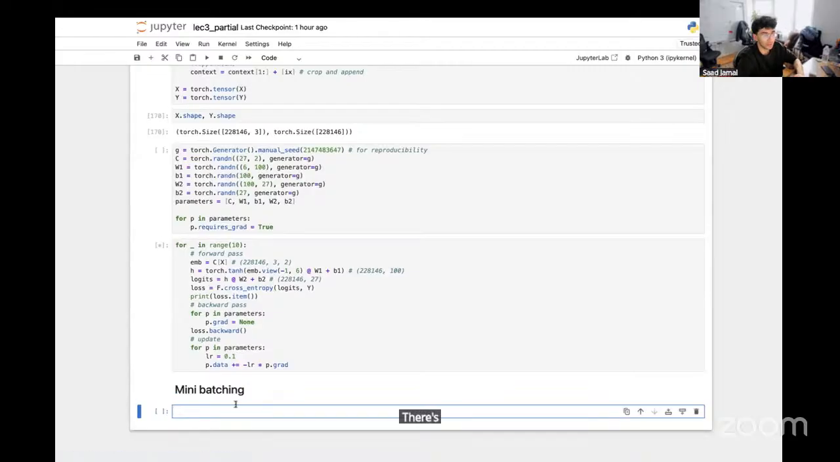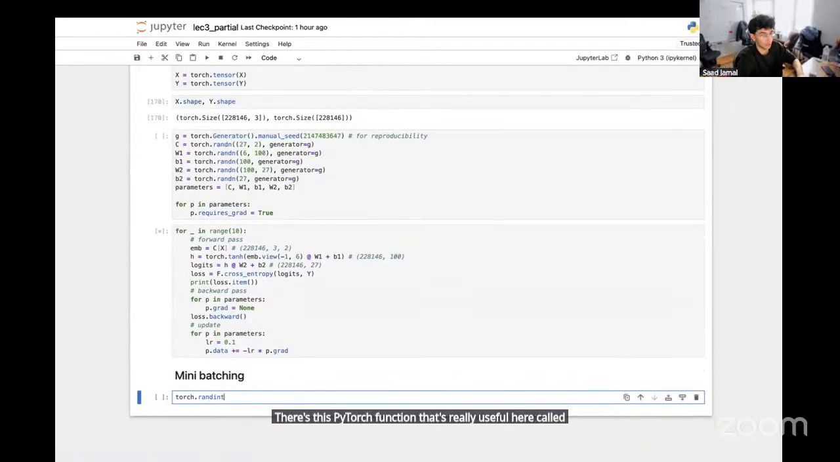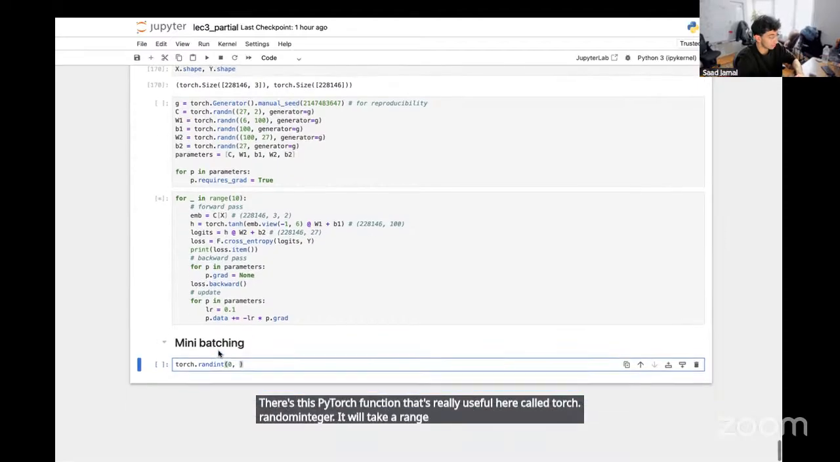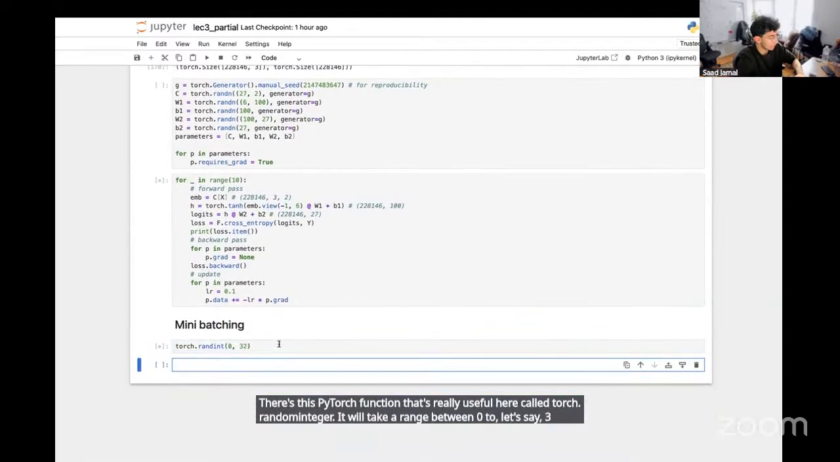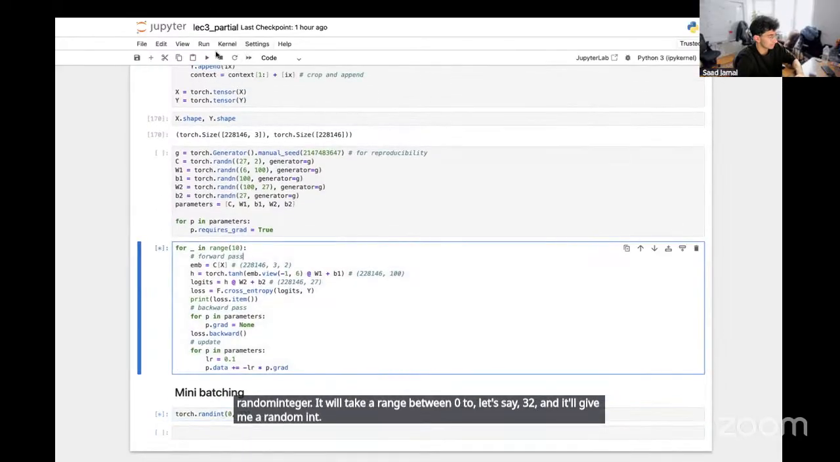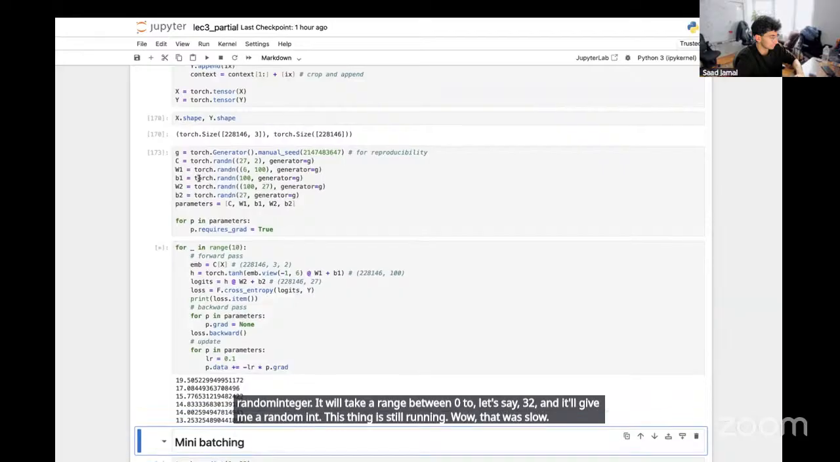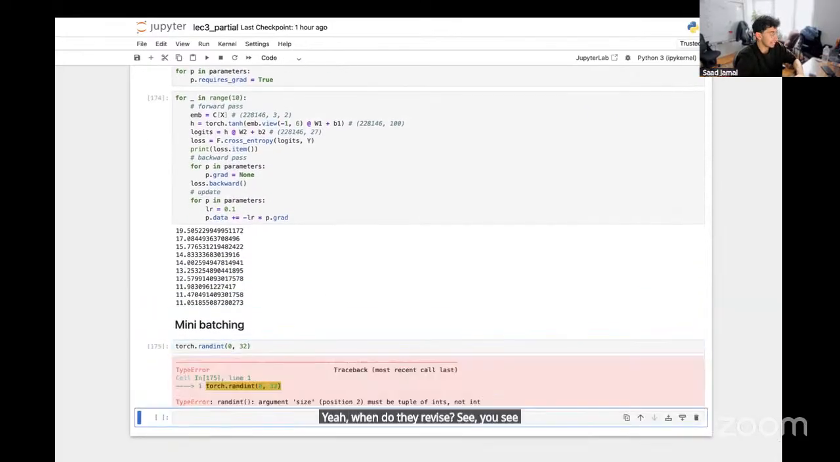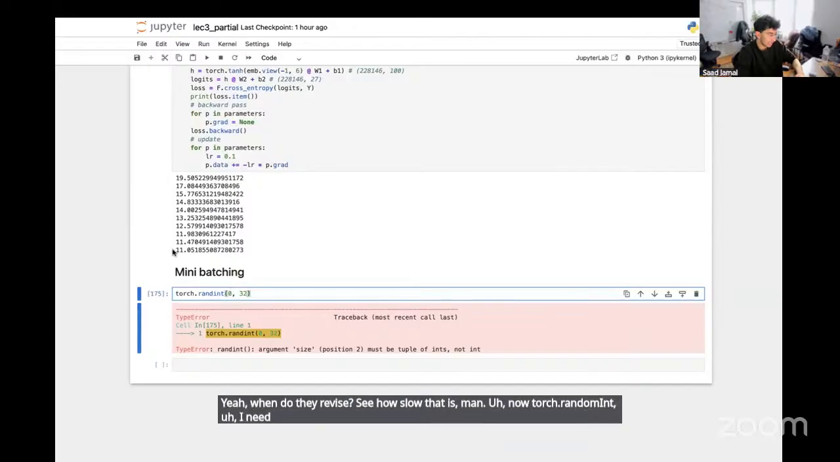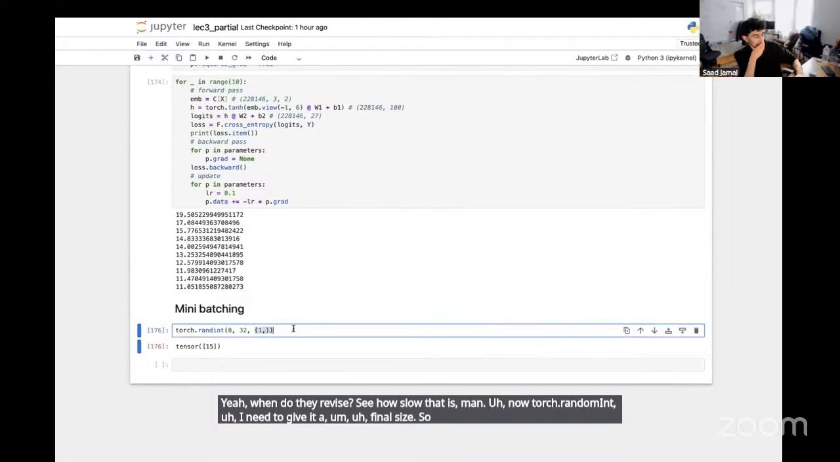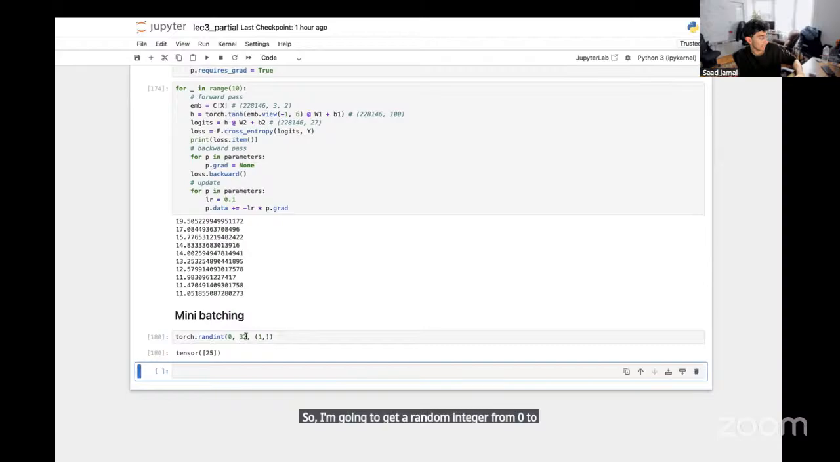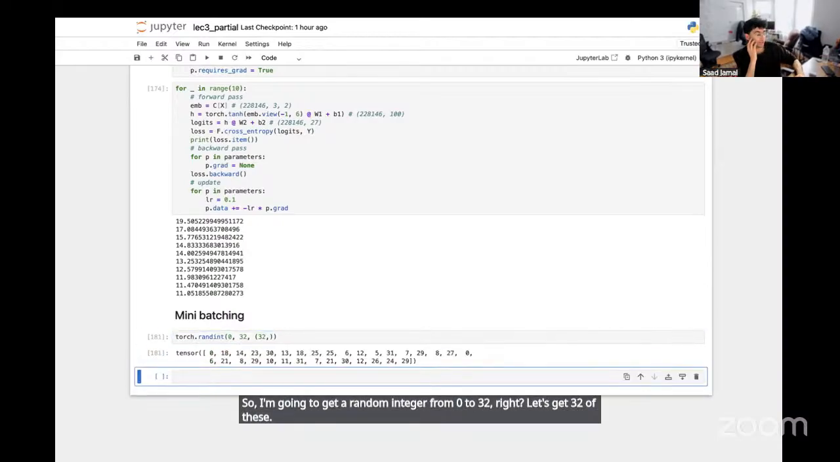There's this PyTorch function that's really useful here called torch.randint. It will take a range between 0 to, let's say, 32, and it'll give me a random int. Oh, so this thing is still running. Wow, that was slow. See how slow that is, man. Now torch.randint, I need to give it a final size. So everything is in terms of tensors. So that final element is just how many random integers do you want? So I'm going to get a random integer from 0 to 32, right? Let's get 32 of these. So now I have 32 random integers that are between 0 and 32.